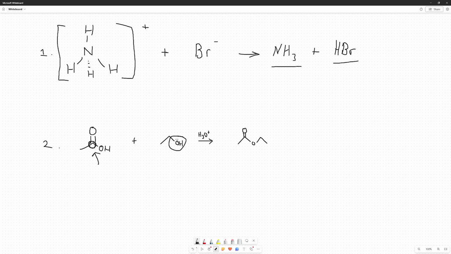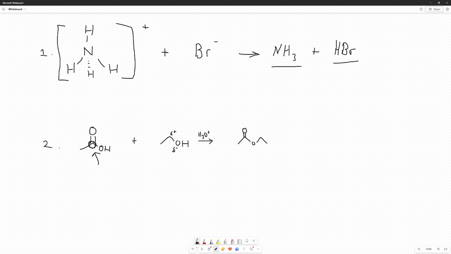You might be thinking, well, what about the polarity of each molecule? So this bond, you'd be correct in saying that this bond here is polar, and it's polar with a more negative oxygen here. So this would be the delta minus, and this would be the delta positive.